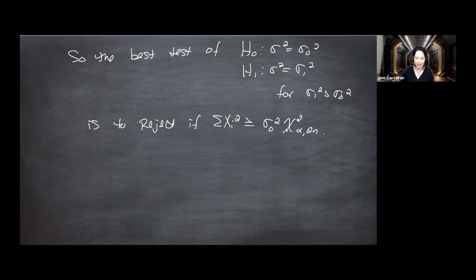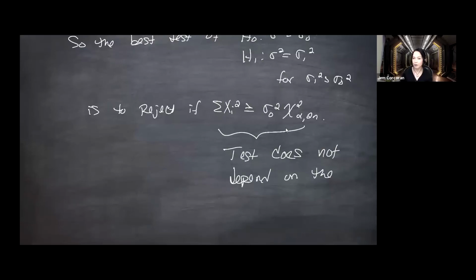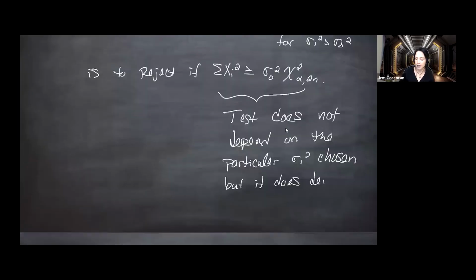So, right, this test does not depend on the particular sigma 1 squared that we chose, but it does depend on the relative position, because at some point we divided by something and it flipped an inequality. So it does not depend on the particular sigma 1 squared chosen, because at the beginning of the problem, there was no sigma 1 squared. I started out by making a simple versus simple by fixing a sigma 1 squared. But it does depend on sigma 1 squared being greater than or equal to sigma naught squared.